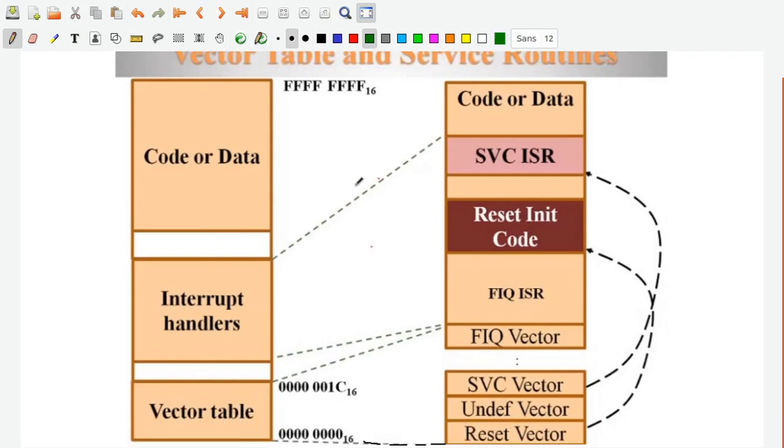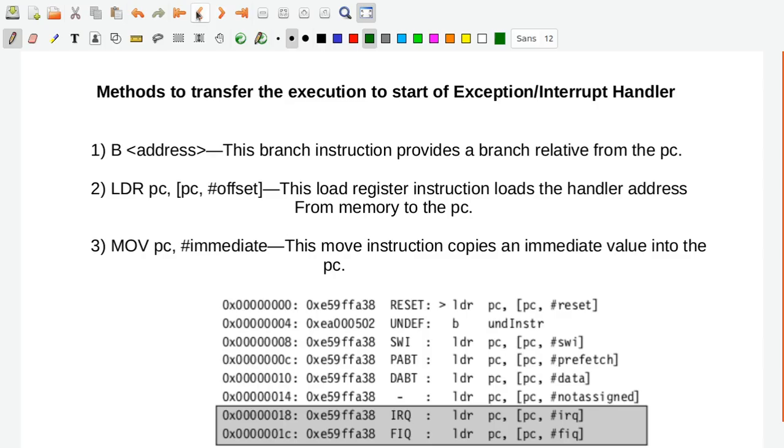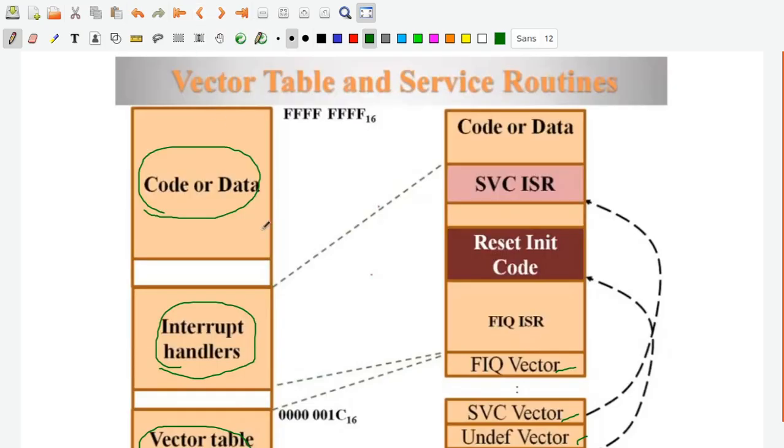Okay, and this is what I was saying there. See, if you have code, this is the memory map that you have here. All the code and data is stored here. Okay, these are the interrupt handlers, and this is the vector table. Same thing has been written here. Of course, in the vector table you have the reset vector, undefined vector, SVC vector, FIQ vector.